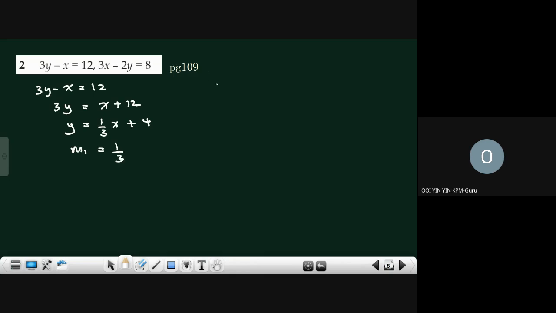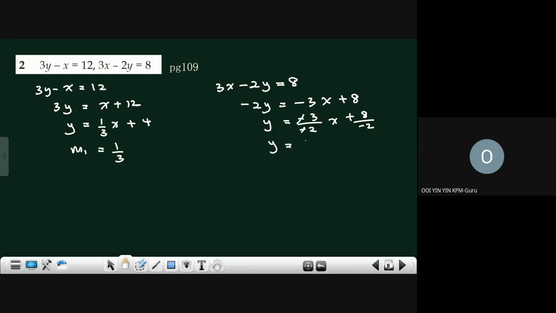For the second equation, 3x minus 2y equals 8. Negative 2y equals negative 3x plus 8. Divide everything by negative 2: negative 3 divided by negative 2 x, then plus 8 also divided by negative 2. The negatives cancel off, and you get 3 over 2 x minus 4. So your m2 here is 3 over 2.